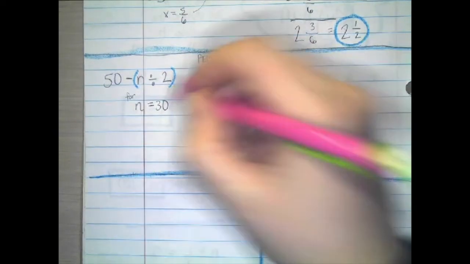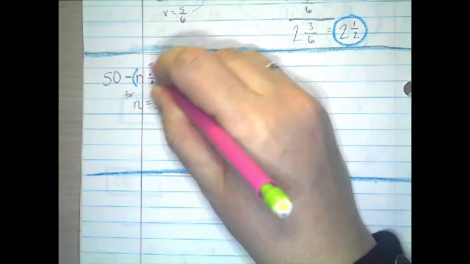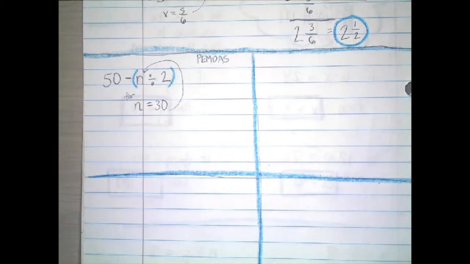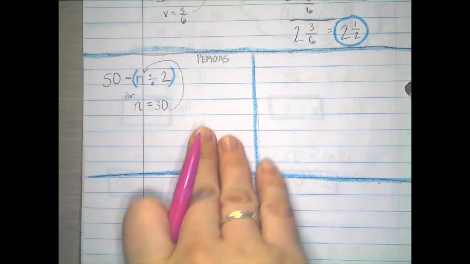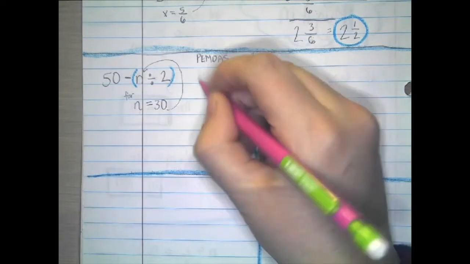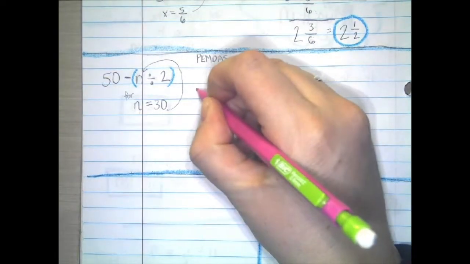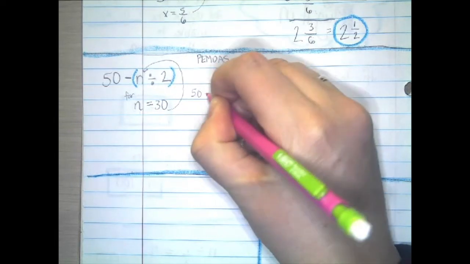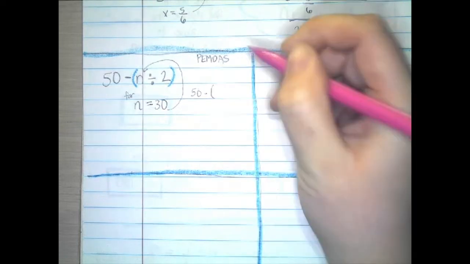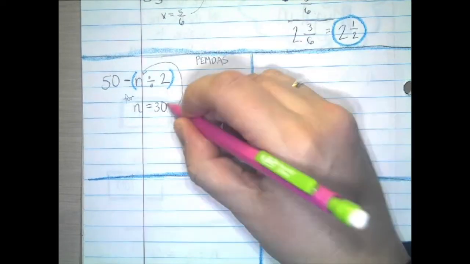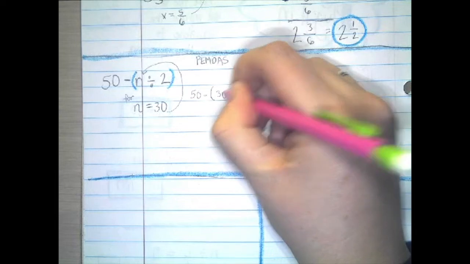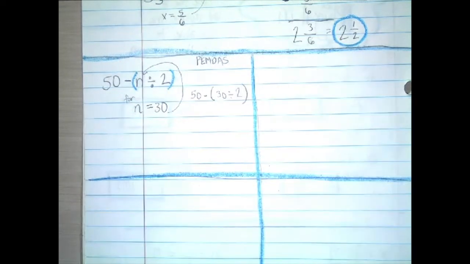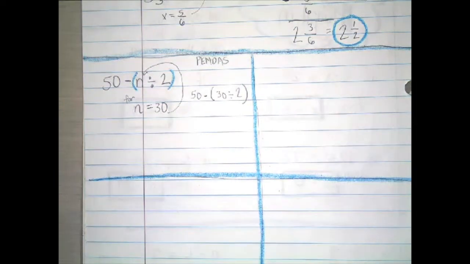So the 30, watch this, gets plugged in as the n. I am going to rewrite the problem to the right, staying in this box. The problem now says, I'm just going to come maybe right here. It now says 50 minus parentheses 30, because I plugged it in, divided by 2, close the parentheses. That is what the problem now says.